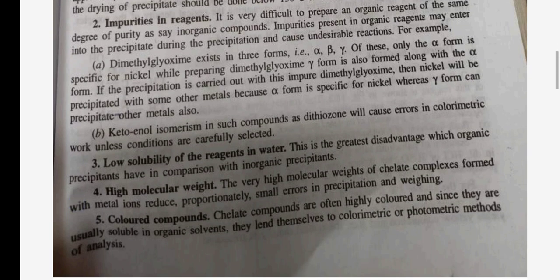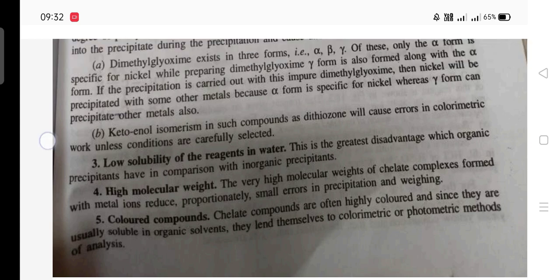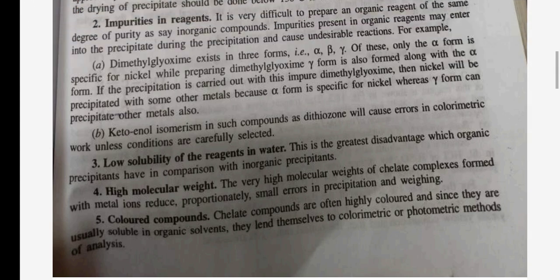Keto-enol isomerism in some compounds, such as dithizone, will cause error in colorimetric work unless conditions are carefully selected. Third one is low solubility of the reagent in water. This is the greatest disadvantage which organic precipitants have in comparison with inorganic precipitants.